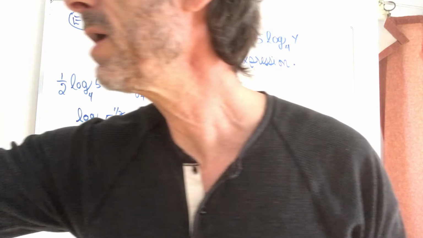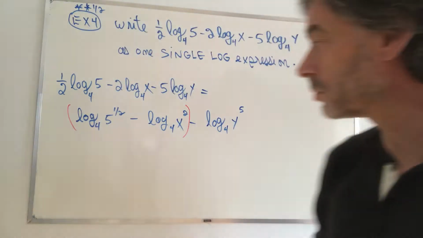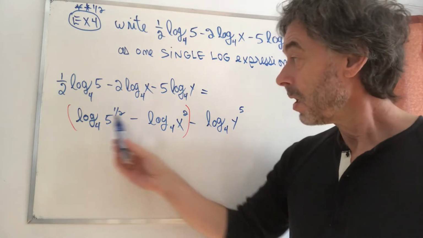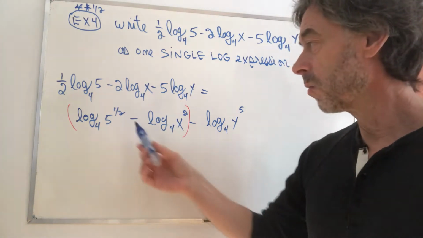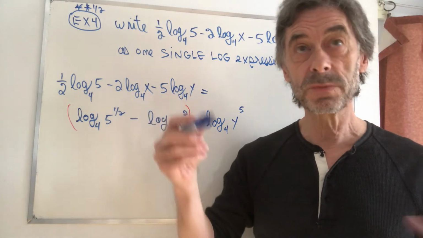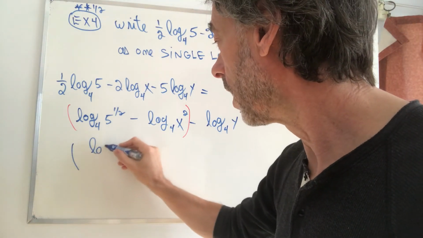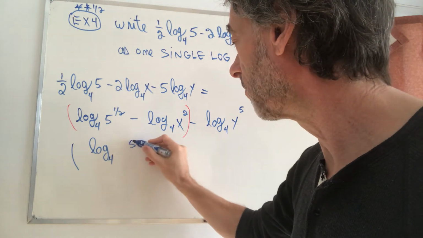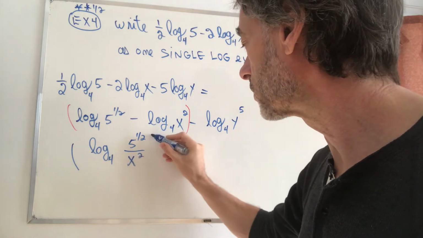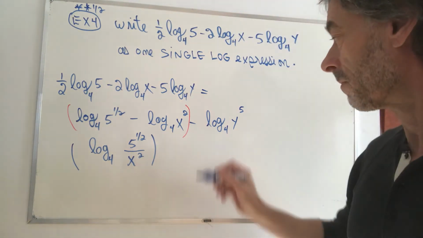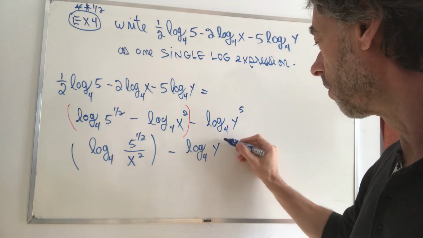Why don't we focus our attention on the first two terms? Let's ignore the last one for now. Log of something minus log of something. Does that remind you of something? Well, it's a subtraction. Property 2, subtraction is division. So that means that this is log base 4 of 5 to the 1/2 over x squared. Agreed? Minus log to the base 4 of y to the 5.